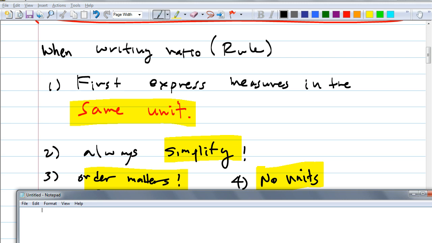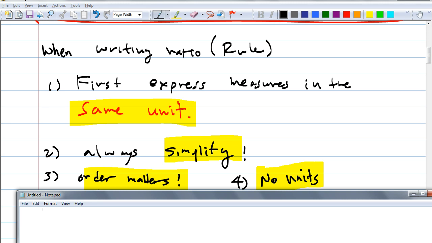Any question in terms of why we need to simplify and why the order matters in terms of ratio? I think that's pretty straightforward, right? Or having the same unit. What about no units? Why do I write no units? How come when we were talking about ratios, I say no units? Why can't we have units? Like, I don't know, 3 hours to 4 hours. Why do we say 3 to 4? Why don't we just say 3 hours to 4 hours?